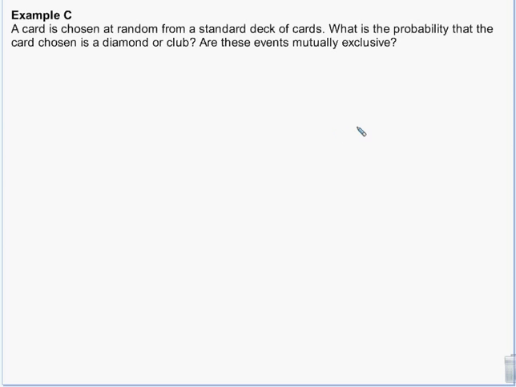Chosen randomly from a standard deck of cards. So remember, standard deck, we have 52 cards with 4 suits, 13 of each, and 3 face cards, Jack, King, and Queen. Okay. So, yeah, standard cards don't have the jokers in them. So what is the probability that a card chosen is a diamond or a club?